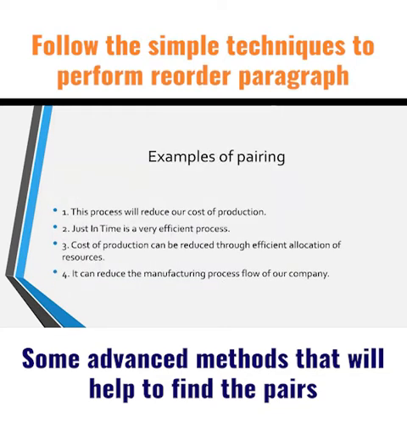For example, the first sentence over here says, this process will reduce our cost of production. This is my pronoun. So what question can I ask from there? Do I know which process they're talking about? Not yet. So that means I can ask the question, which process? And if I look for the answer to that question, which process, I will see that in the second sentence it says just in time is a very efficient process. That means that this process is referring to just in time. So that means my pair is true. So when I ask questions, I am easily able to identify the pairs based on looking at pronouns.